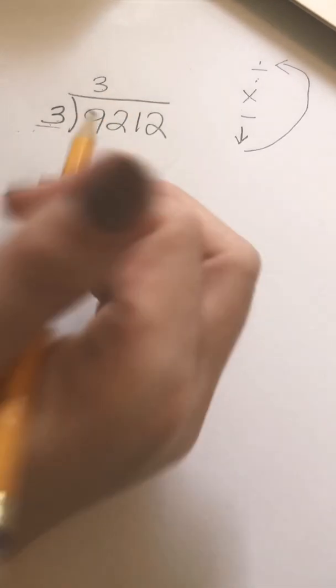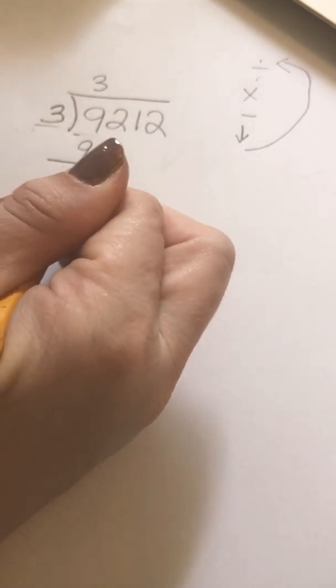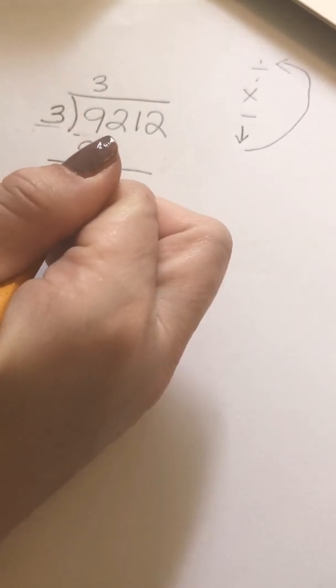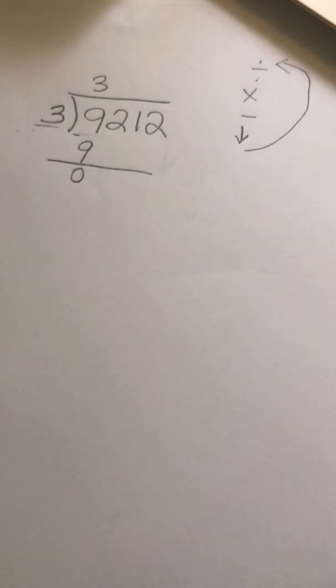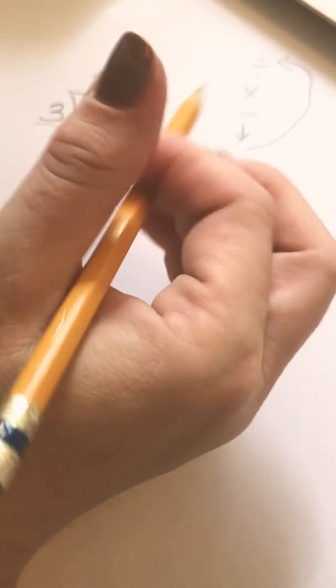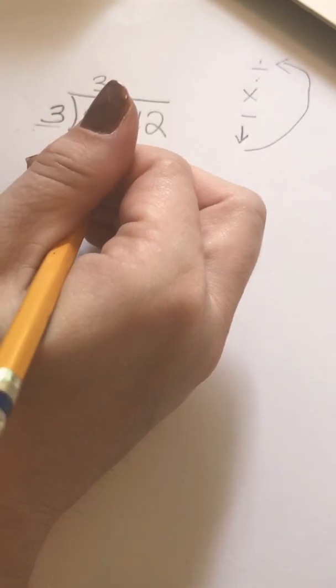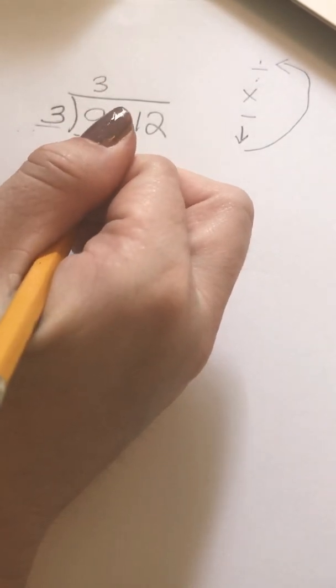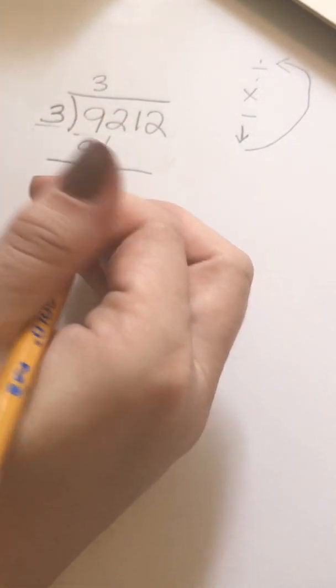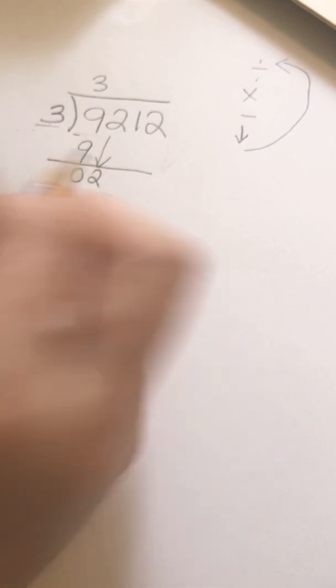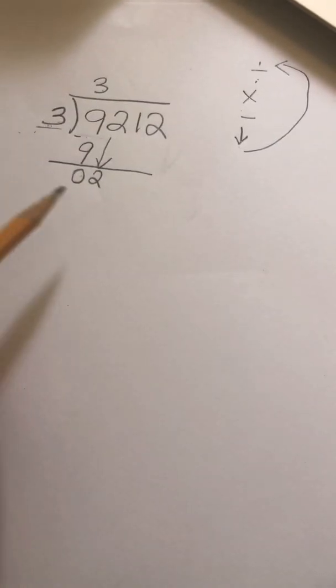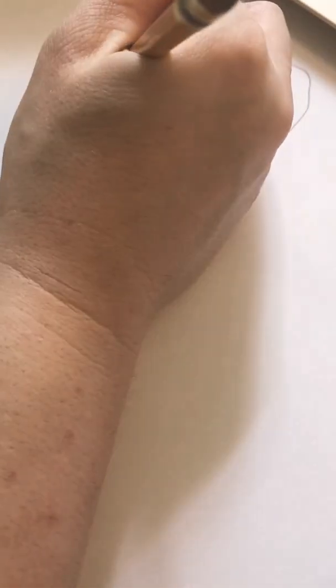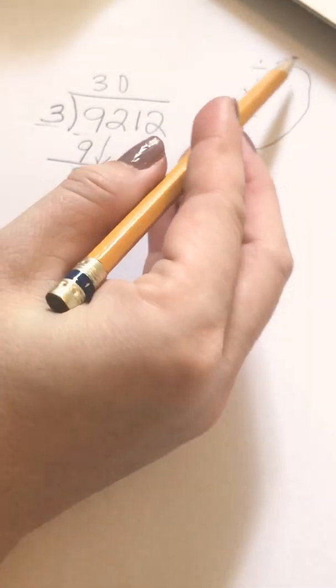Now we're going to subtract. There is nothing there because it went in nice and evenly. And then we're going to bring down. So we have 2. Now does 3 go into 2? No, it does not. So we're going to put a 0 above the 2. And now we're right back up here.